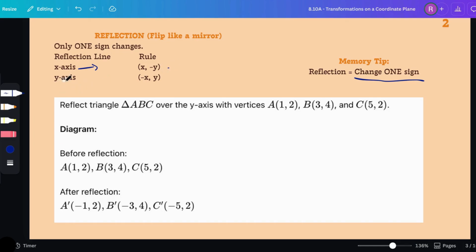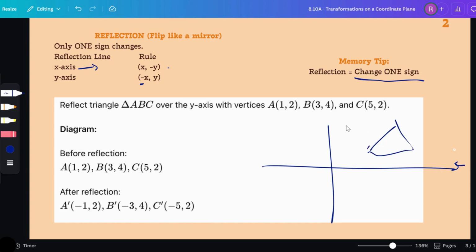If you are reflecting along the y-axis, the x sign will become negative. Let's take a look at something like this. Let's say we have a triangle here, and this is the x-axis, this is the y-axis. If you want to reflect this triangle along the x-axis, the triangle will become something like this. Here x is positive, x will remain positive, but y will be negative. So if you are reflecting along the x-axis, x will remain positive, but y will become negative.